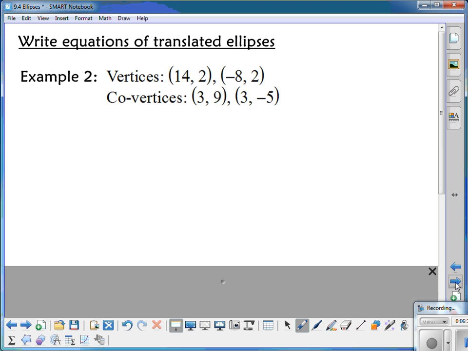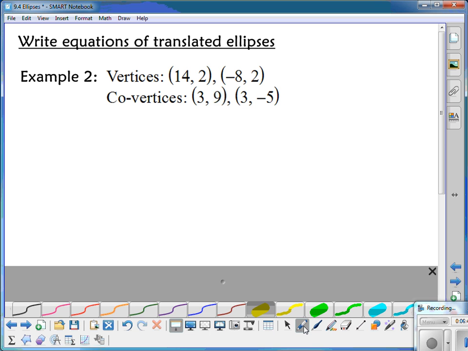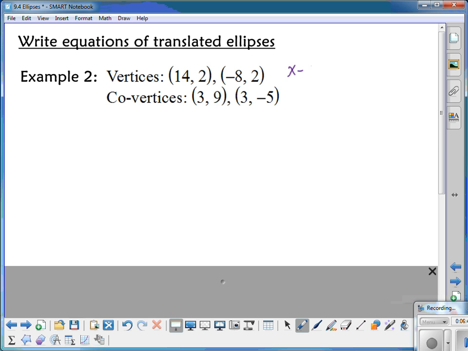So I have that the vertices are at (14, 2) and (-8, 2). So what's changing, the x or the y? Yeah, x is changing. So that means I'm going from left to right. So what kind of ellipse are we going to have here? It's going to be horizontal.